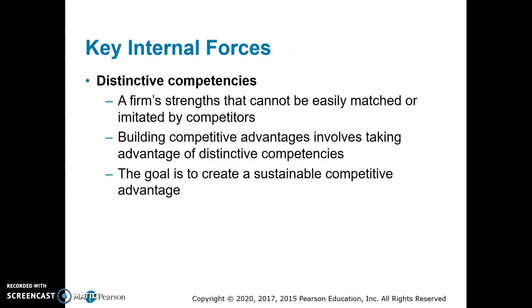All right, so we look at distinctive competencies. So basically, these are a firm's strengths that can't be easily matched or imitated. So what are we good at that others aren't as good at, and they're going to have a hard time being as good as us. And we build competitive advantages by taking advantage of our strengths or our distinctive competencies. And again, the whole goal is to create a sustainable competitive advantage that we can maintain over a significant period of time.